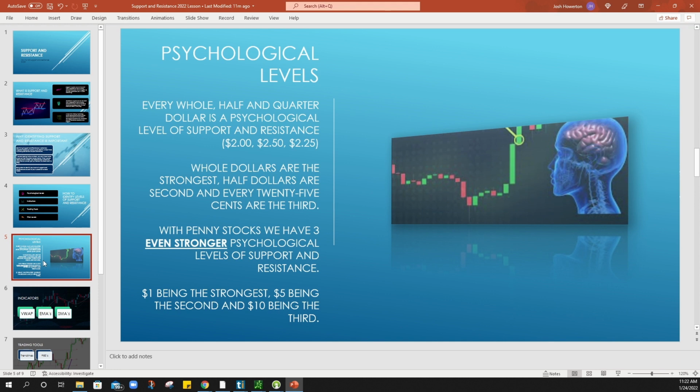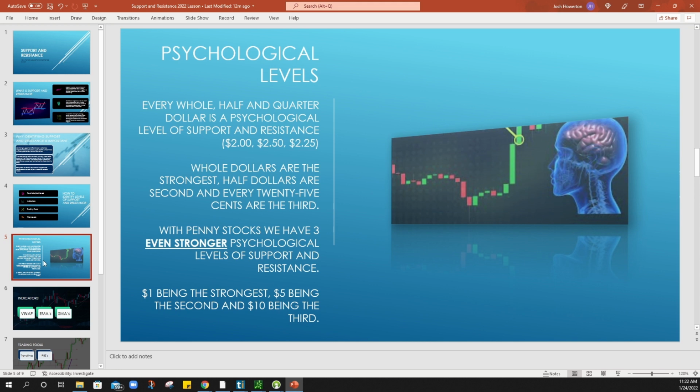Whole dollars, 1, 2, 3, 4, 5, 6, are the strongest. Half dollars, $1.50, $2, $2.50, $3, $3.50, $4, are the second strongest. And every quarter, 25, 50, 75, $1.25, 50, 75, $1, every quarter are the third strongest levels of psychological support and resistance.